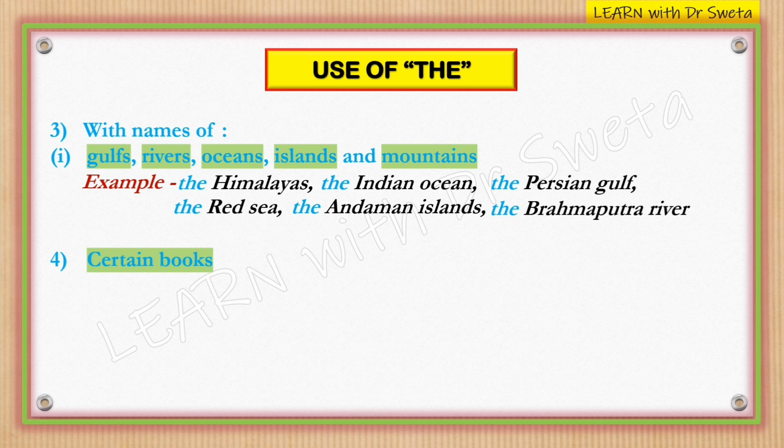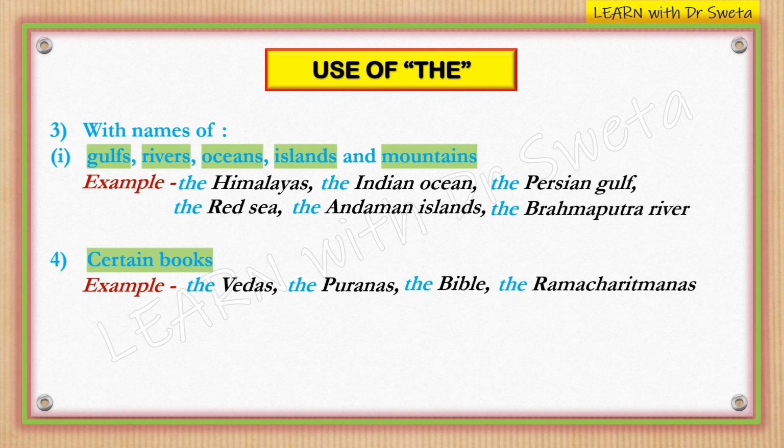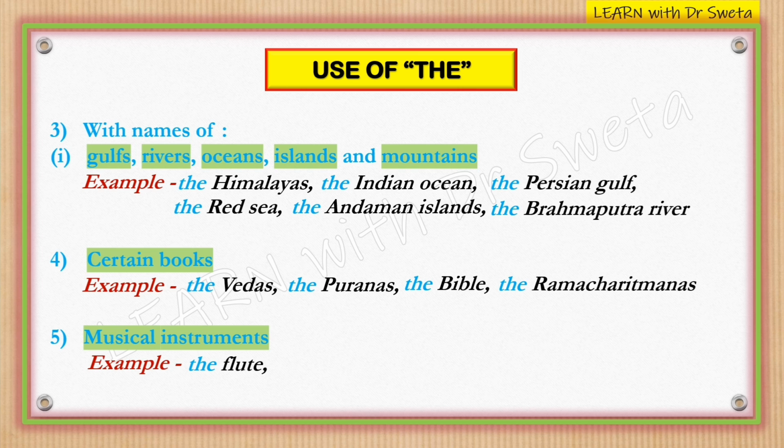Next is, "the" is used with certain books. So, we should always use "the" before the names of important or religious books. For example, the Vedas, the Puranas, the Bible, the Ramcharitramanas. "The" is used before musical instruments. So, "the" is used when referring to musical instruments in general. For example, the flute, the violin, the tabla, the trumpet.